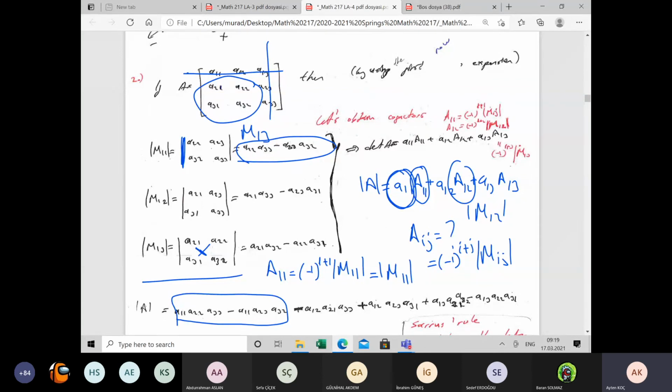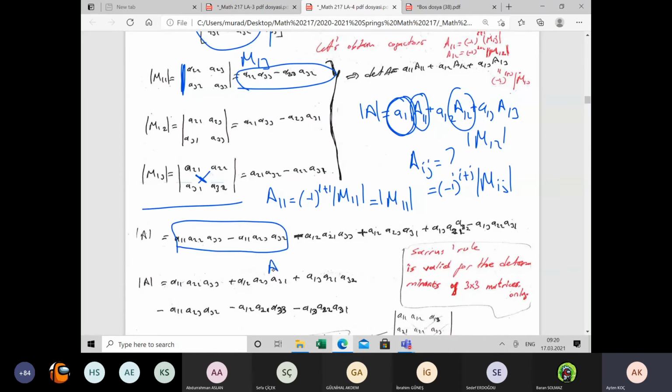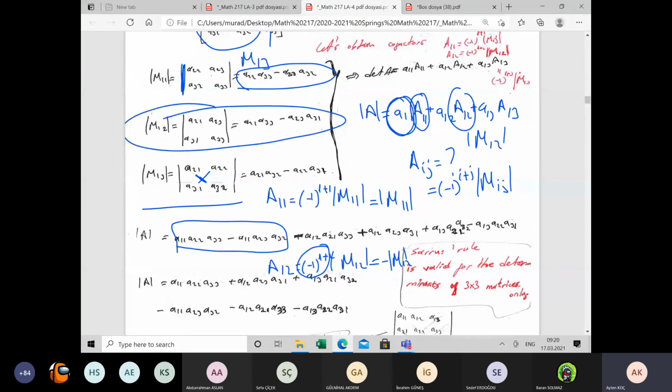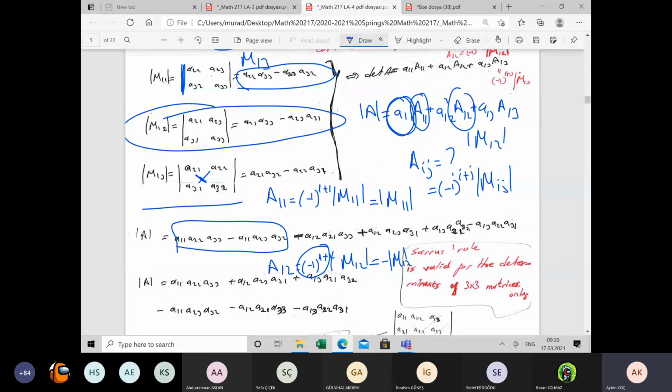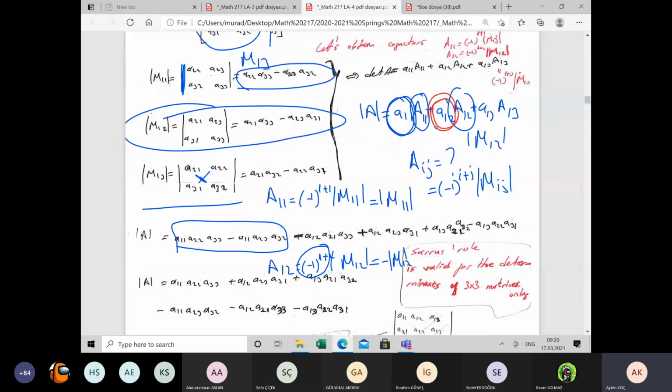It's okay, this one. So what's a sub 1,2 times minus 1 to the 1 plus 2, minor 1,2, the determinant of A? This one gives minus. And this one is multiplied by minus 1, with the minor 1,2, minus and plus.